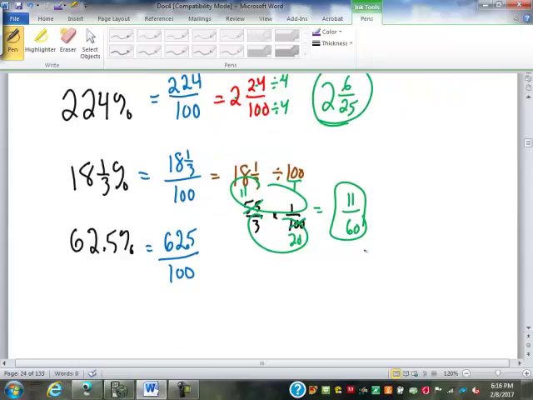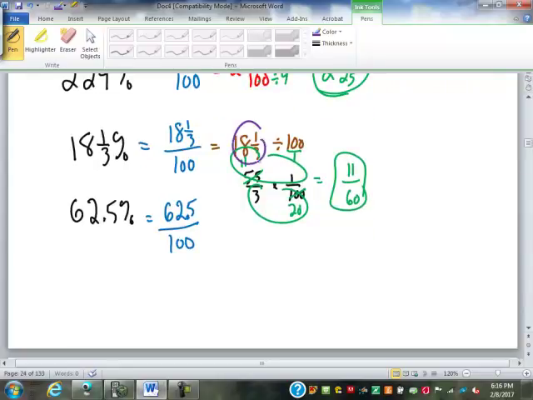So you had to put 55 over 300, right? Over 300, yeah. You could get 55 over 300. Both of those can be divided by 5. So 11 over 60.